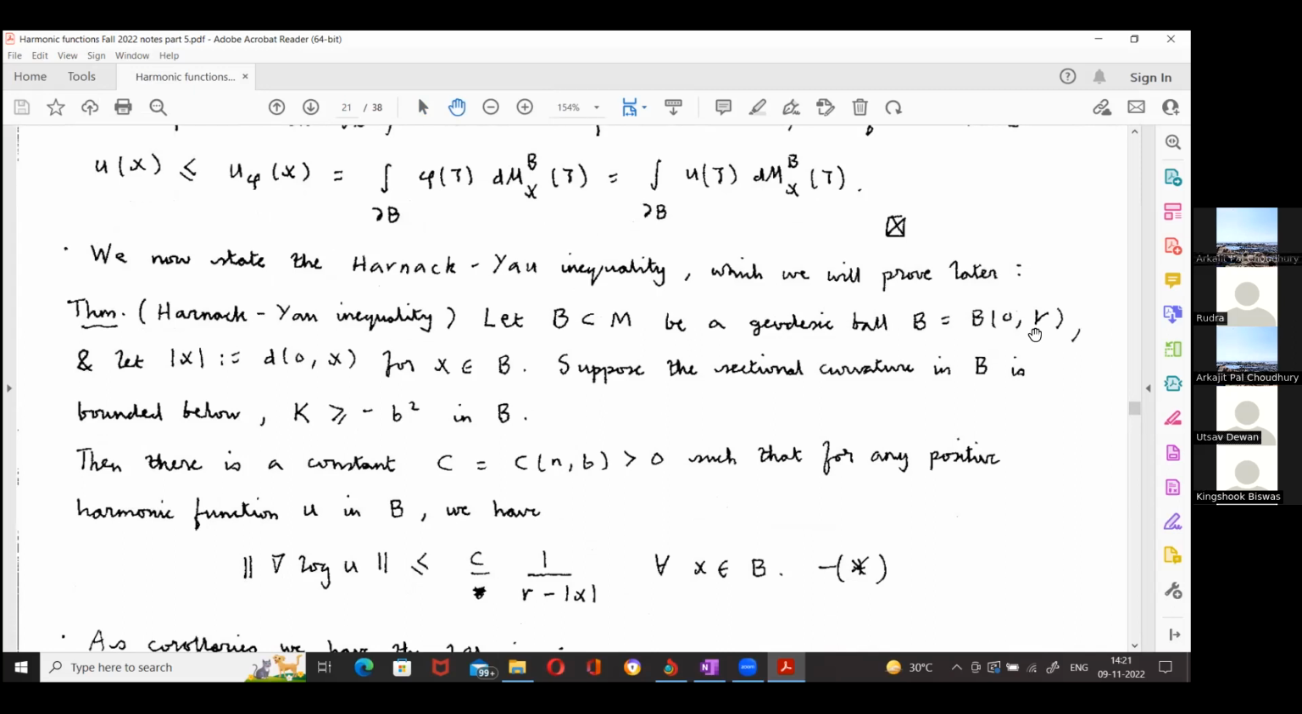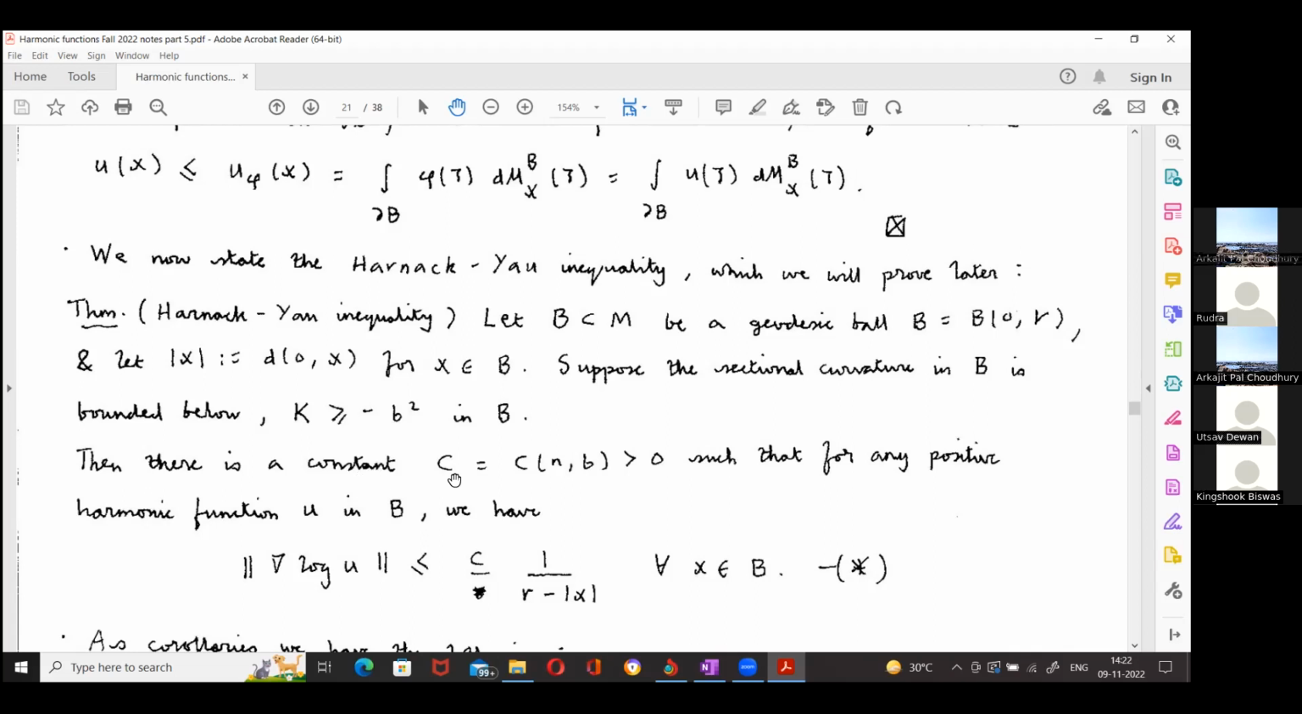So let B be a geodesic ball of radius r in a Riemannian manifold, and let mod x be the distance from the center, say O, to x. Suppose the sectional curvature in the ball B is bounded below by some constant minus b squared. Actually, Yau proved it with a lower bound on Ricci curvature, but I haven't defined Ricci curvature, and that version needs a few more facts. So for simplicity, let me assume the sectional curvature is bounded below. This implies a lower bound on Ricci curvature.